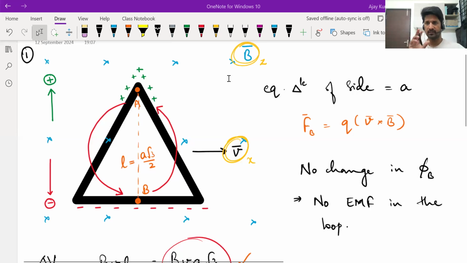Definitely. See, if the coil rotates in a magnetic field, the angle between the area vector and the magnetic field vector keeps changing. And if the angle changes, the flux changes. We'll discuss those situations also. That will also come under motional EMF itself.